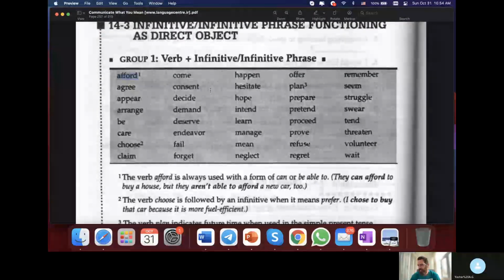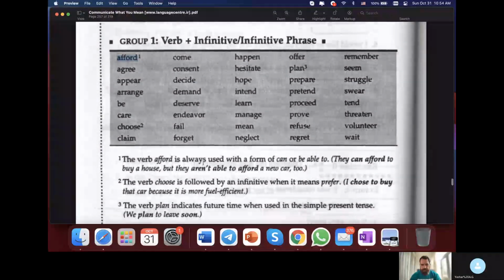If we forget, causatives. The verb afford is always used with the form of can or be able to. I can afford or I am able to afford. They can afford to buy a house, but they aren't able to afford a new car too.